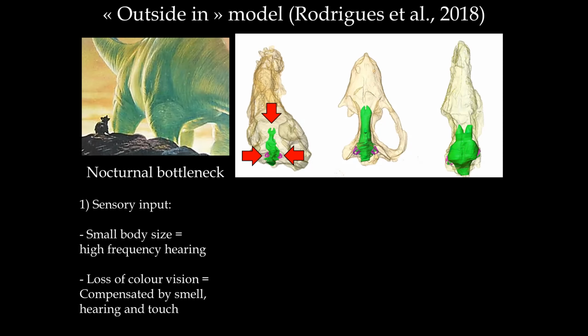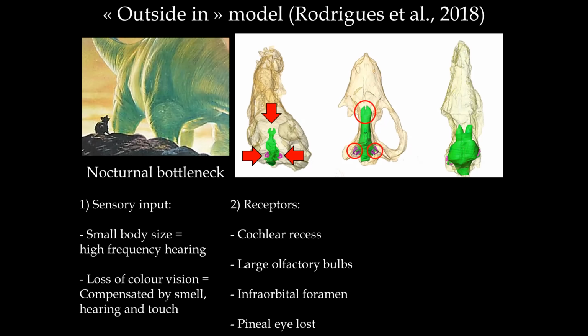Because of the small body size, the interaural distance is much smaller and the vocal cords are much smaller, so they cannot hear or produce low frequency sounds. Also, because of the parasagittal posture, they cannot use seismic waves anymore. So high frequency hearing becomes important. And because they lose color vision, they have to compensate with smell, hearing, and touch, so with whiskers, large olfactory bulbs, and a cochlea.